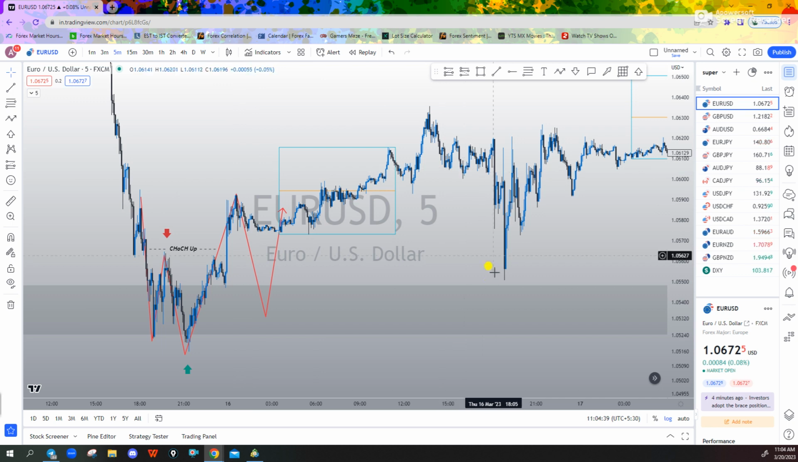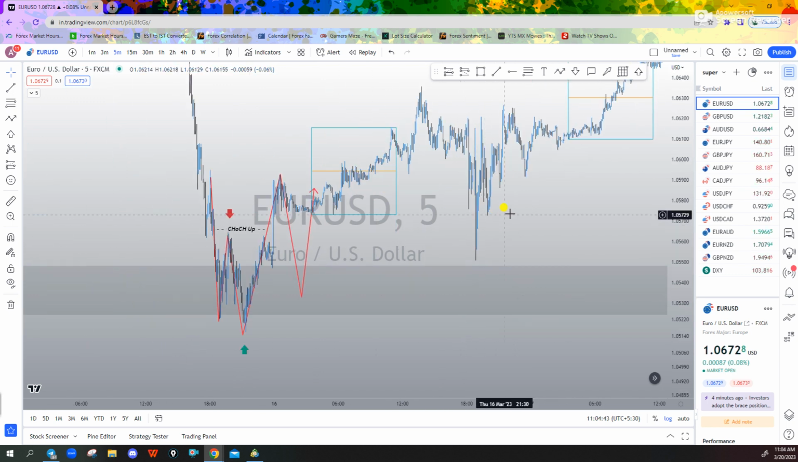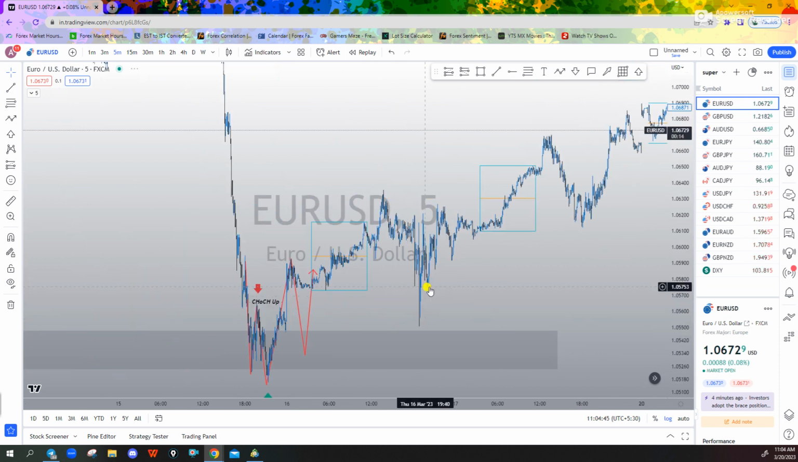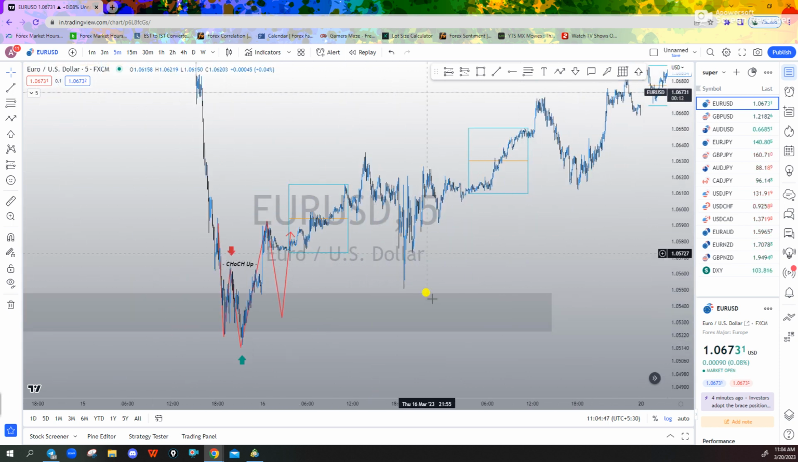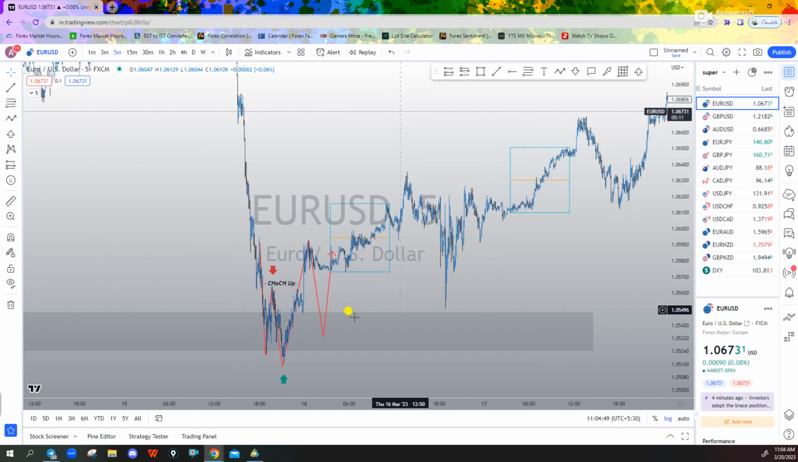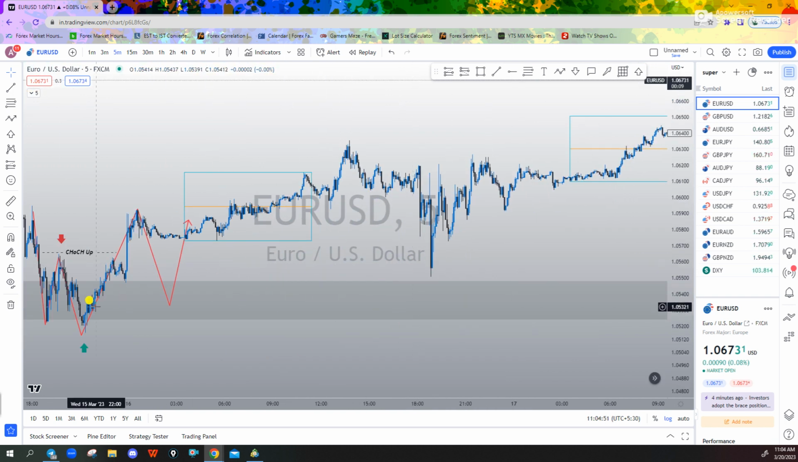Now patience, came down, you go for an entry based on order flow, whatever your entry model is, just go long. But look into the concept, went up, came down, then rally, right? So this is how the market works.